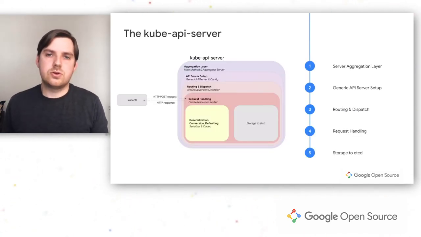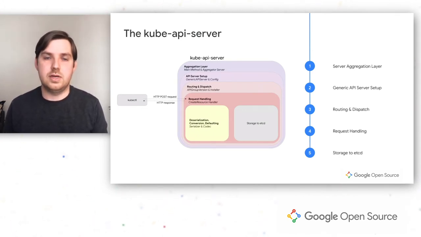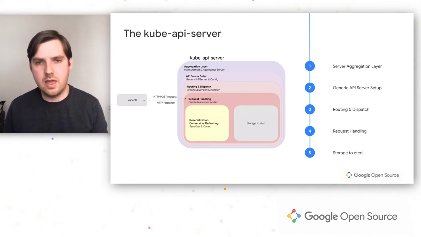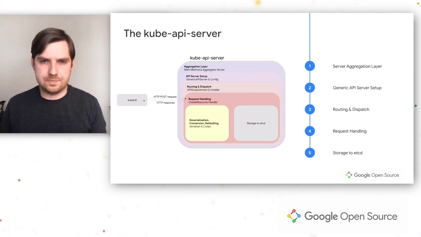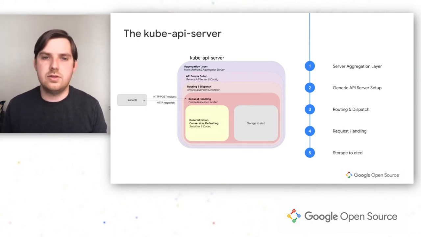So that's it for the kubectl client. Now that we have a request on the wire, it's time to take a look at what happens server side. Within the kube API server, we'll take a look at the API server aggregation layer and then see how the API server gets set up and configures routing and dispatching to the right endpoint. And then we'll take a look at the business logic of how the request is actually handled. And lastly, we'll dive into how the newly created object is persisted to etcd.